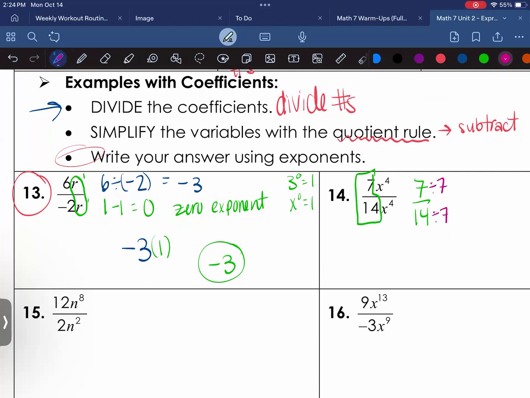So we can divide top and bottom both by 7. 7 divided by 7 equals 1. 14 divided by 7 equals 2. So that's as simplified as I can go here.